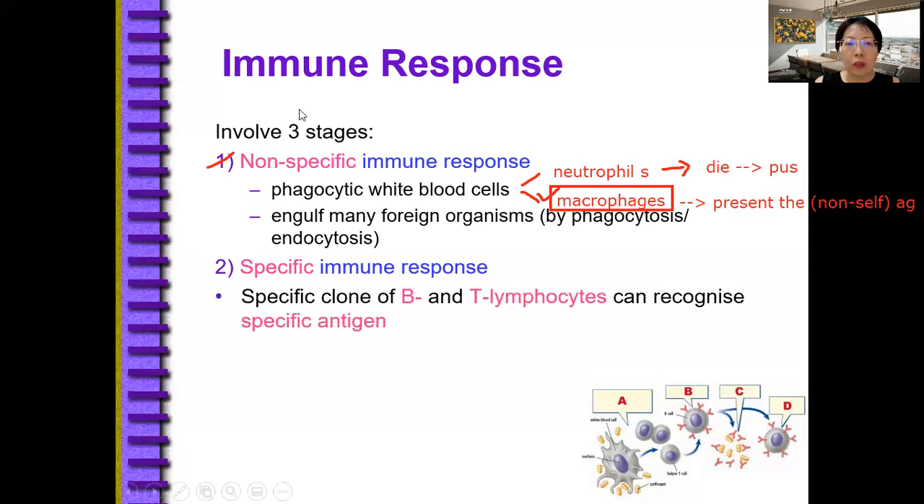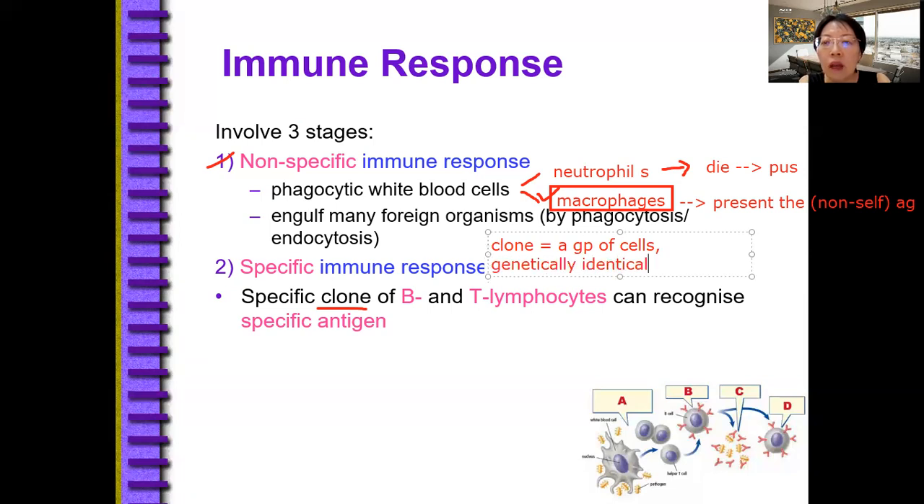Now, the specific immune response involves specific clones of B cells and T cells. B and T lymphocytes are also called B cells and T cells. Why clone? Because you know the meaning of the word clone, okay? If you say a clone of cells, it's actually a group of cells which are genetically identical because they are produced by repeated mitotic division from an original parental cell.